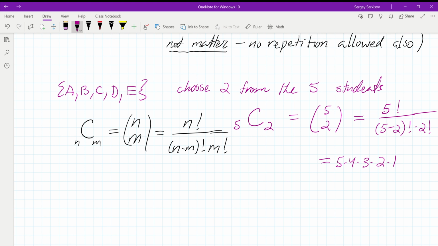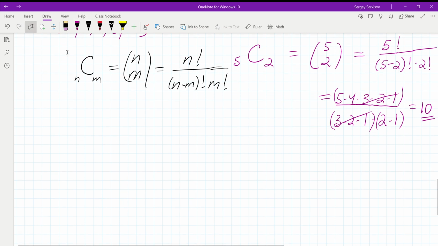So anyway, look at this. We're first going to count them just to see what we're expecting. 5 minus 2 factorial is 3 factorial, 3 times 2 times 1, times the 2 times 1, right? We have this, this, and this. And guess what happens? This cancels with that, and then what's 5 times 4 over 2 times 1? It's 20 over 2, which is 10. So that should be the answer.